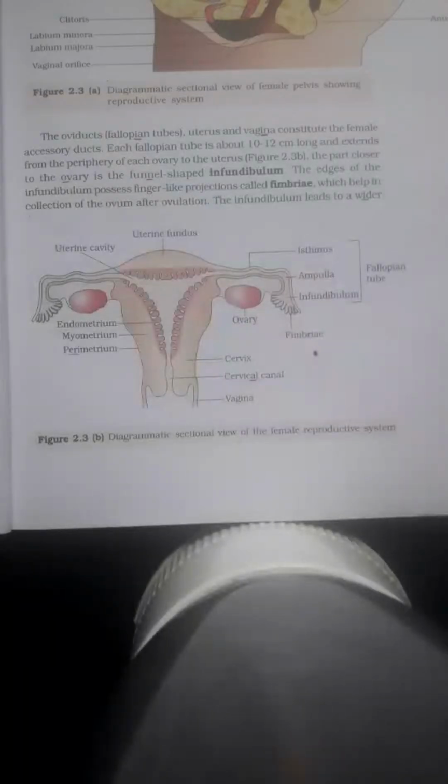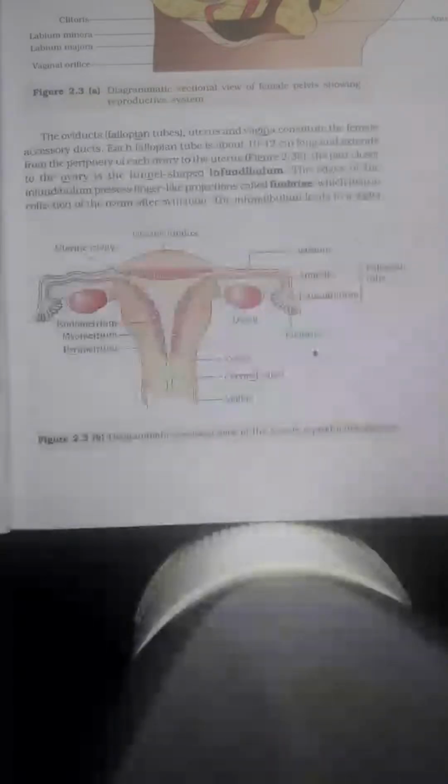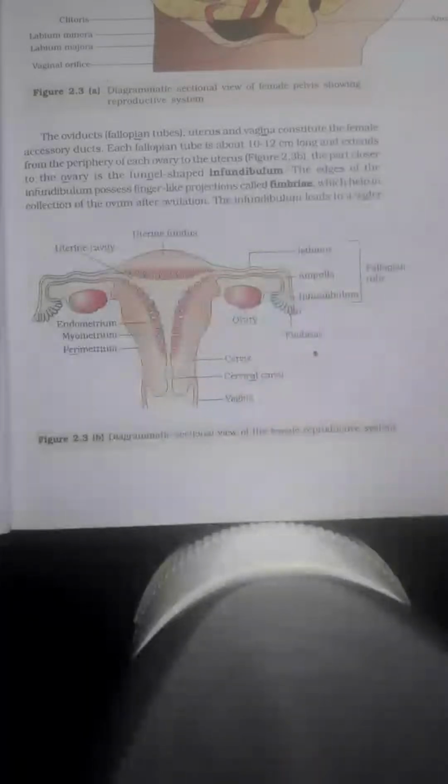Now the ampulla is the region where the ovum and sperm meet and fertilization takes place. This is the ampulla, which is a wide region. And the infundibulum, remember, is funnel shaped. Then the narrow part before the ampulla is the isthmus. So the fallopian tube is made of the fimbria, which is a part of the infundibulum, then the ampulla, which is wider, and then the isthmus. Okay, so this was the fallopian tube, which is the pair of oviducts, a part of the female reproductive system.